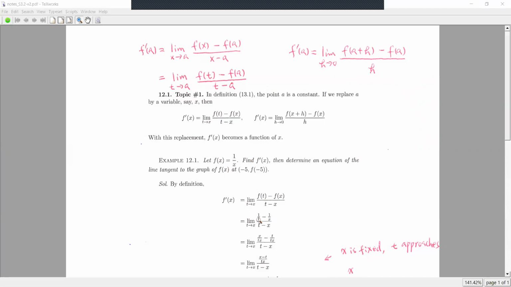Plug in x in t. Then 1 over x minus 1 over x is 0. x minus x is 0. So if I plug in x in t, then I will get 0 over 0. I cannot tell the limit. To find this limit, we need to simplify the function.